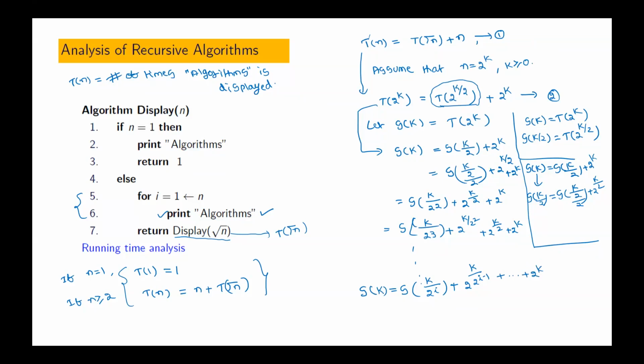Now what is the value that we need to choose for this? Assume the value that we know here: T of 1. What is S of 1? S of 1 is T of 2 power 0... T of 2. What is T of 2? T of 2 is 2 plus T of root 2. What is T of 2?